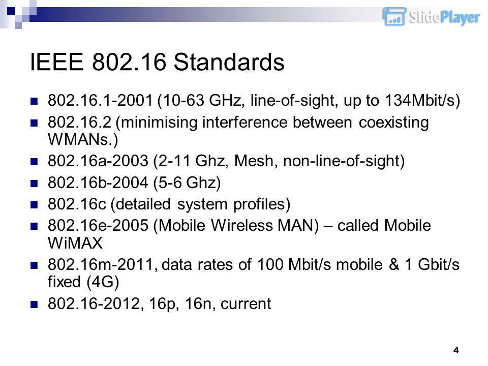802.16 in 2001: 10 to 63 GHz, line of sight, up to 134 megabits per second. 802.16.2: minimizing interference between coexisting bands. 802.16a, 2003: 2 to 11 GHz, mesh, non-line of sight. 802.16b, 2004: 5 to 6 GHz. 802.16c: detailed system profiles.